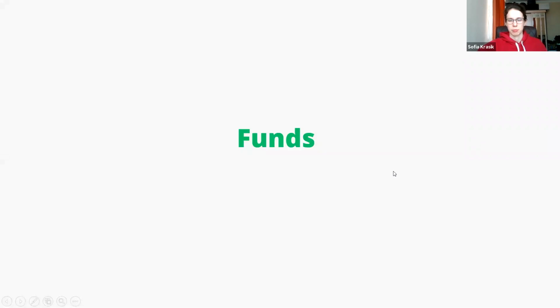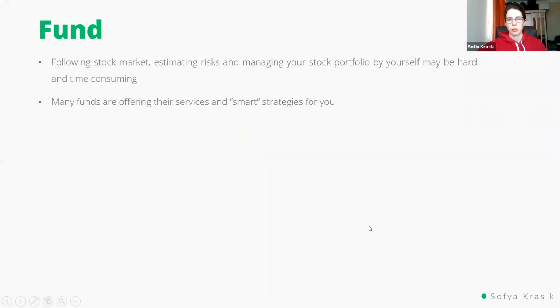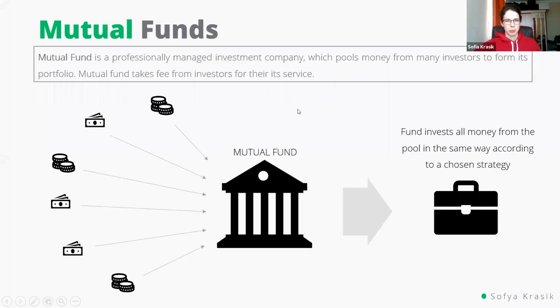Funds. We already discussed that a fund could be a good alternative to investing in stock, because to invest in stock you need to do a lot of market research, and it could be quite time consuming. Sometimes it may be an easier way just to choose a fund. Funds usually already have some strategy, so you know where you invest and what the strategy would be. You just don't need to spend your time on performing it.